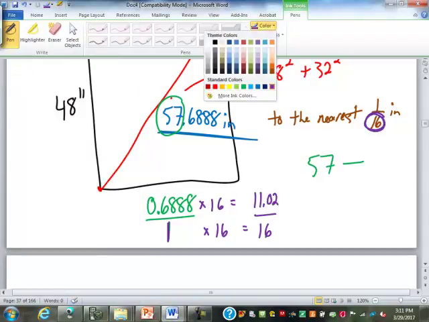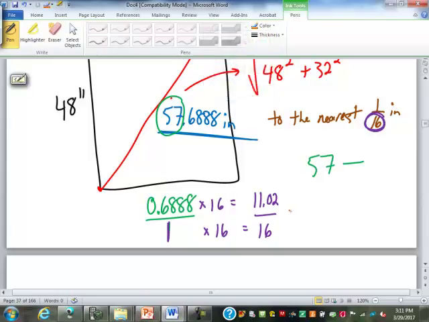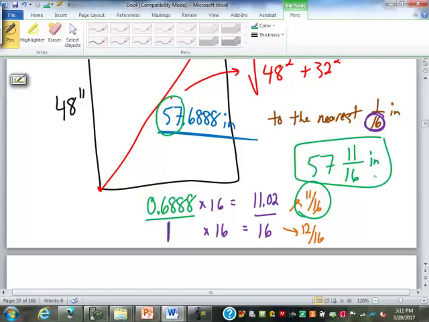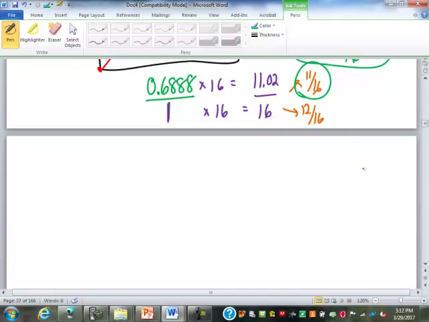What that is telling me is that this is between 11/16 and 12/16. It's pretty obvious which one it's closer to. It's closer to the 11/16. So that's going to be 57 and 11/16 of an inch. And this is a skill that actually comes up quite a bit if we get a fraction of an inch and we need to convert it to the nearest 8th or the nearest 16th.